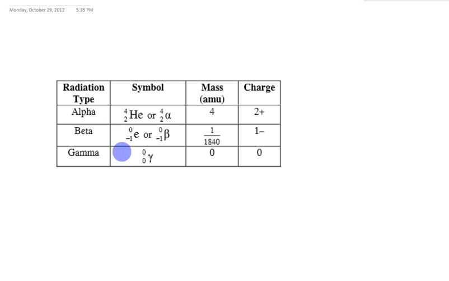The beta particle, the symbol I prefer is the electron, the E, with a 0 over a -1 charge. It's a -1 because an electron is sort of the opposite of a proton in charge. Alternatively, you can use the beta symbol, and its charge is a -1. Gamma radiation, gamma rays, or the Greek letter gamma, 0 mass, 0 charge. You can see that they are massless, it's pure energy, and again, no charge with those, so they don't affect the actual product of a nuclear reaction.